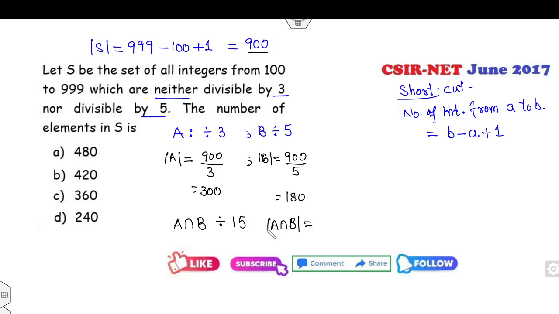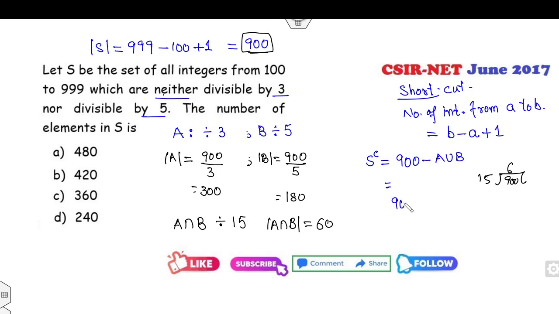What is the cardinality of A intersection B? 900 divided by 15. How can you divide 900 by 15? That's 60. Fine. So then your target is to find neither. That means your target is to find the S complement. That means 900 minus A union B.